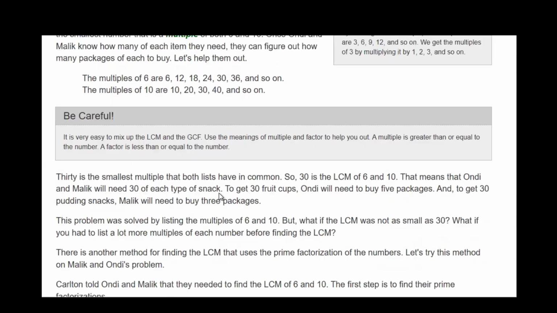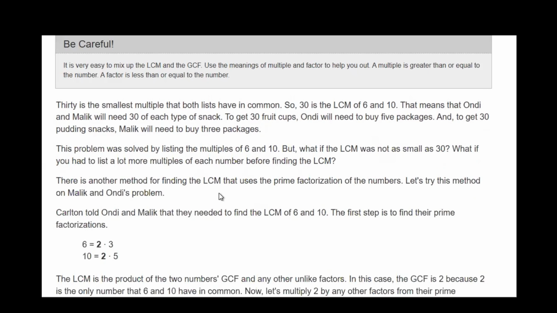30 is the smallest multiple that both lists have in common. So 30 is the least common multiple of 6 and 10. That means that Andy and Malik will need 30 of each type of snack. To get 30 fruit cups, Andy will need to buy 5 packages, and to get 30 pudding snacks, Malik will need to buy 3 packages.